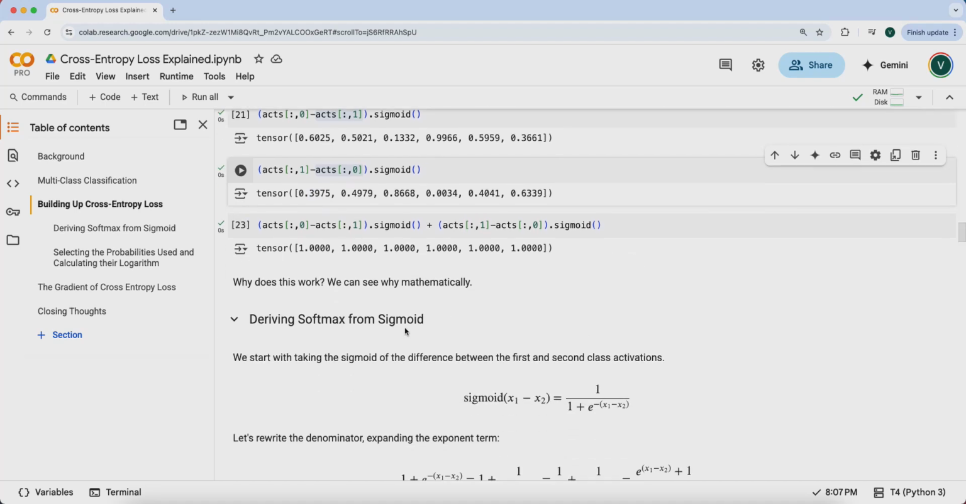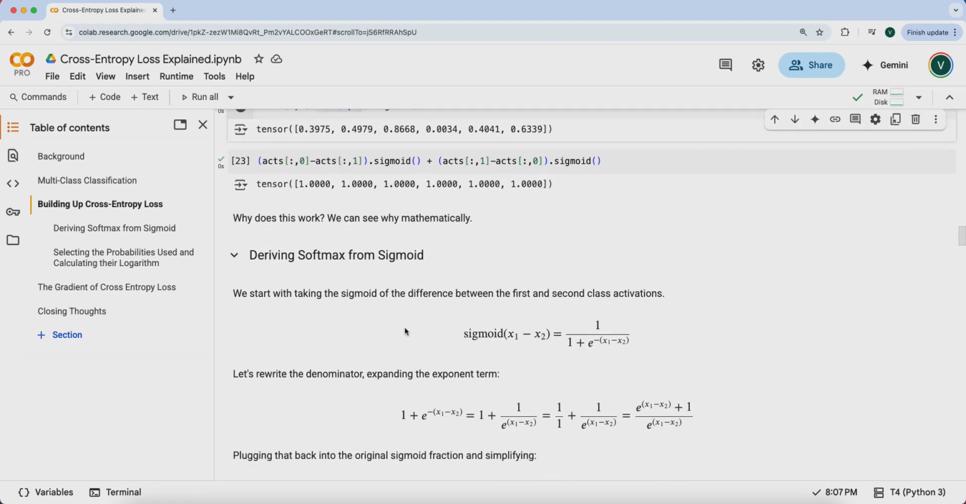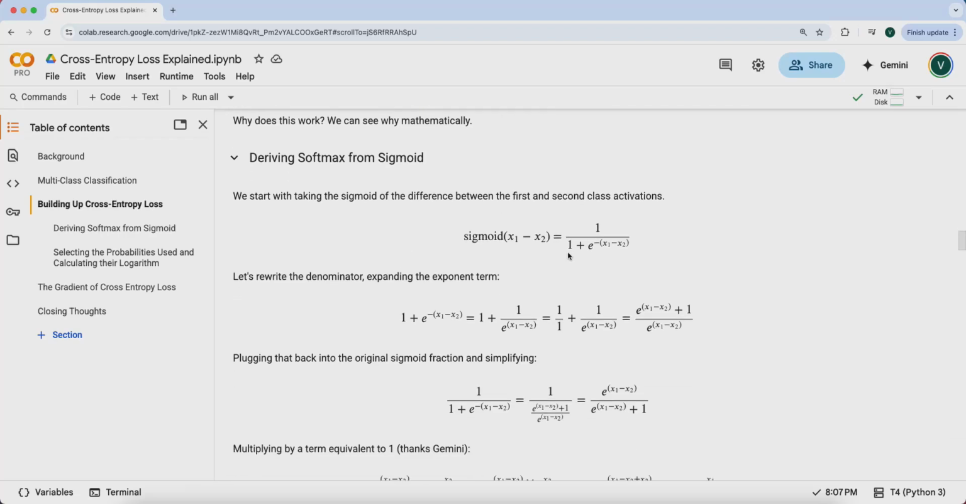I'm going to approach it three different ways. The first two ways are mathematical, and the third way is more conceptual. So you can pick whichever one makes the most sense. The first approach is to write out the equation of sigmoid. If I have sigmoid as a function and I input x1 minus x2, that translates to 1 over 1 plus e to the negative (x1 minus x2). So x1 minus x2 is the input, and sigmoid is 1 over 1 plus e to the negative input.